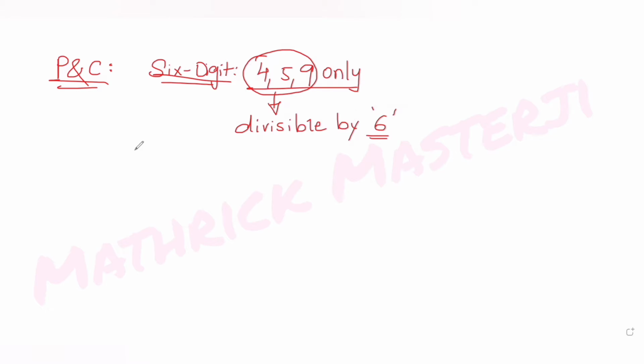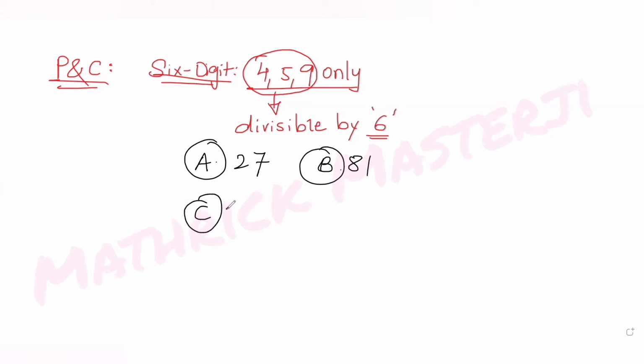And the answer choices given to us here are 27, 81, 243, and the last answer choice is 729. So we need to figure out which one of the answer choices is the correct answer for the number of six-digit numbers I can form using these three options, and they should also be divisible by 6. So let's see how we solve this question.